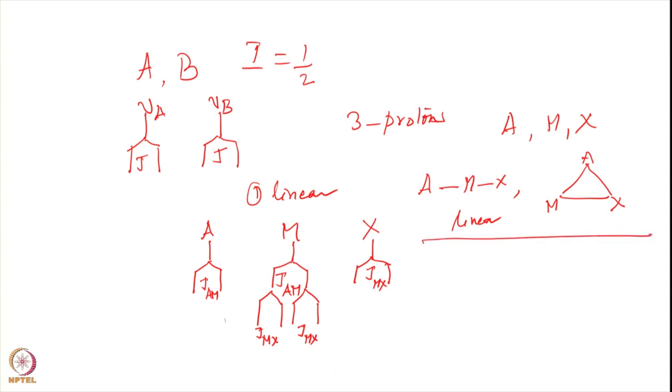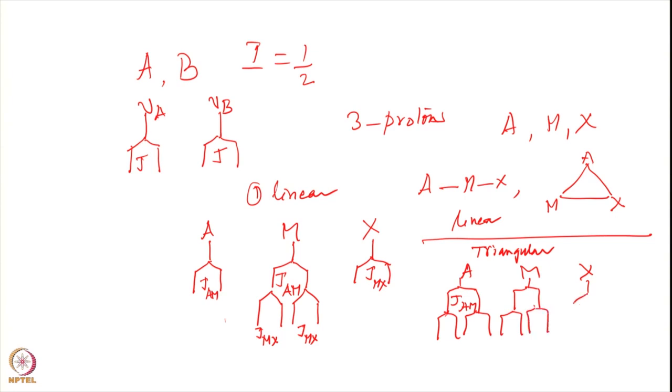Now if I take the triangular system, again I will write, this is triangular, A, M, X. This will be split into two by JAM. There is also A, X coupling, so therefore this will also be split into two. And similarly here as well, all of them will be split into two. This is JAX, this is also JAX, and this one is JAM, JMX, JMX. And here you have JMX, and this will be JAX and JAX. So all of them are doublets of doublets.